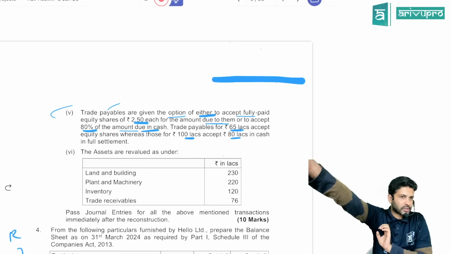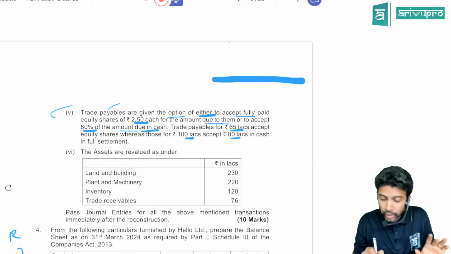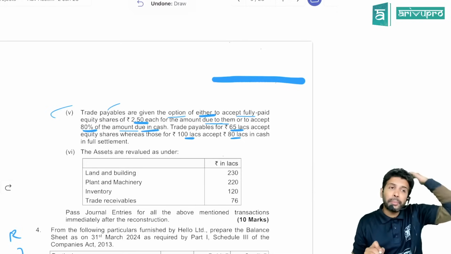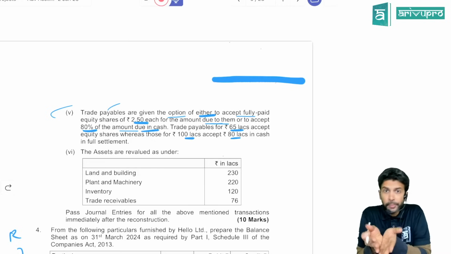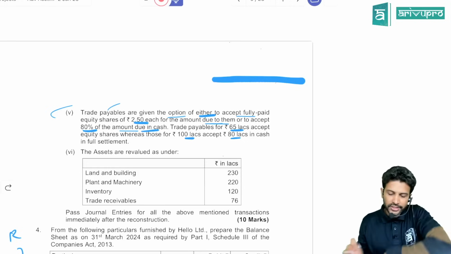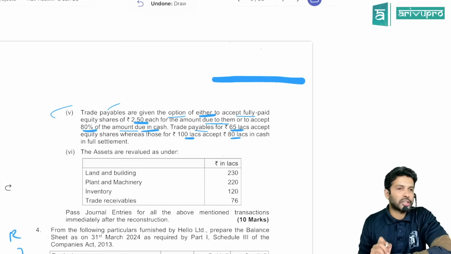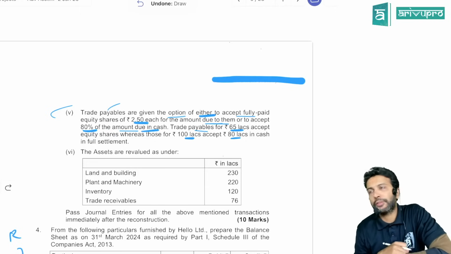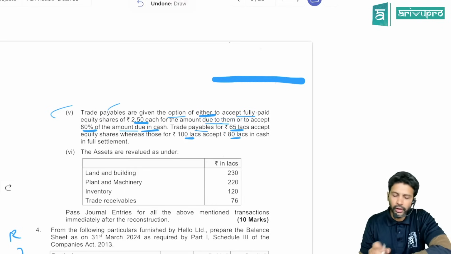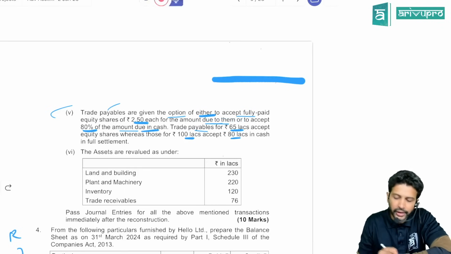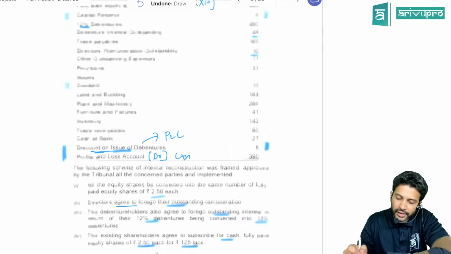Either take equity shares where I will give you full value, or if the creditor says I want cash, then we will give only 80%. That means 20% is going down. Creditors have to sacrifice. Now what did they choose? We don't know, so let's read further. Trade payable of 65 lakh rupees accepted equity shares. If they go for the equity option, do they have to surrender anything? No, they will receive the full amount. Whereas those for cash are 100 lakhs. Sum it up: 65 lakh and 100 lakh is 165 lakh.